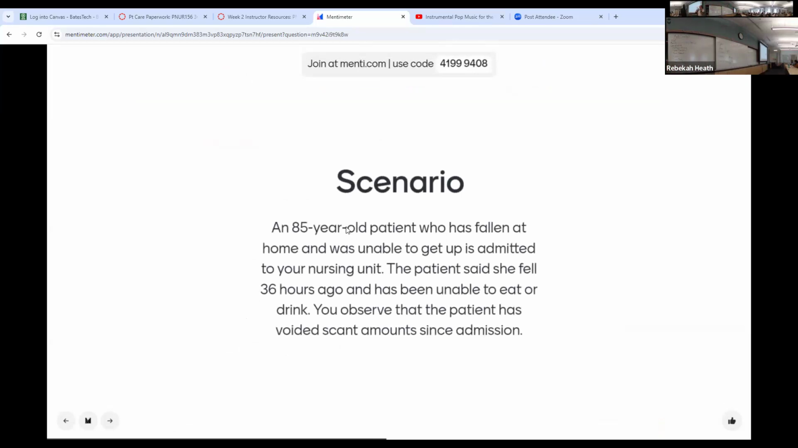So I'm going to give you guys a scenario, all right? There's an 85-year-old patient who fell at home and was unable to get up, and she was admitted to your nursing unit. The patient said that she fell 36 hours ago, and she's been unable to eat or drink. You observe that the patient has voided scant amounts since admission.